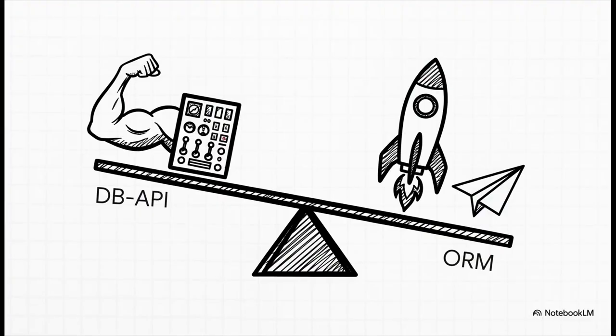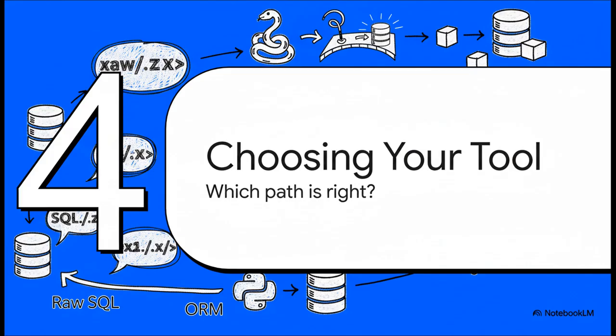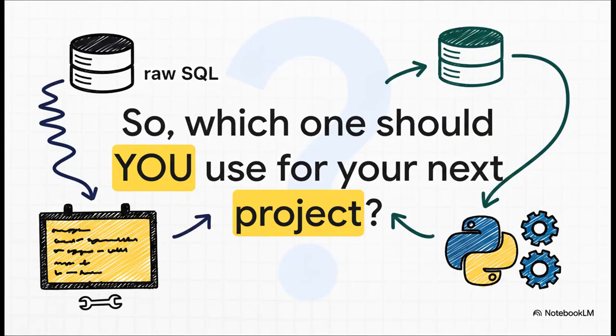It really all boils down to this single idea. The DB API gives you raw, unadulterated power and control. An ORM gives you simplicity, speed of development, and the comfort of staying in Python. Power versus simplicity. That's the fundamental trade-off. So now that we know all this, how do you actually decide? You're starting a new project tomorrow. Which path do you take? Let's just cut right to the chase. You've got a new project on your plate. It needs a database. Which tool do you reach for?